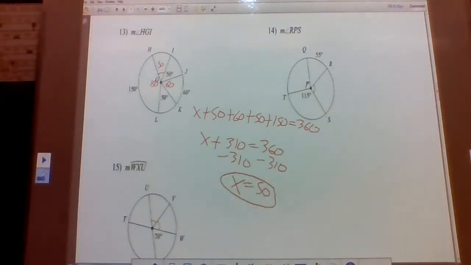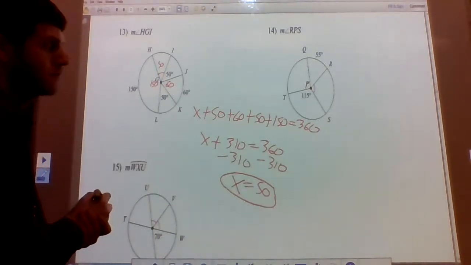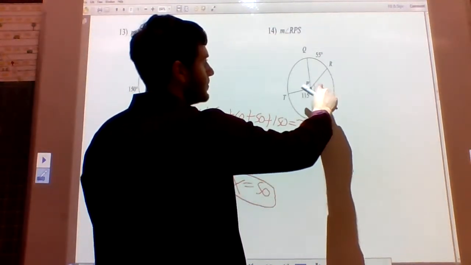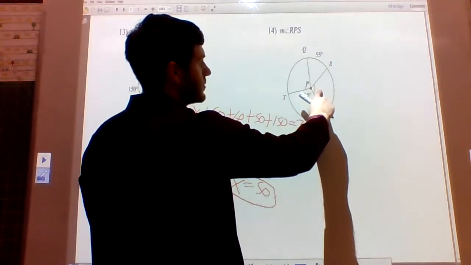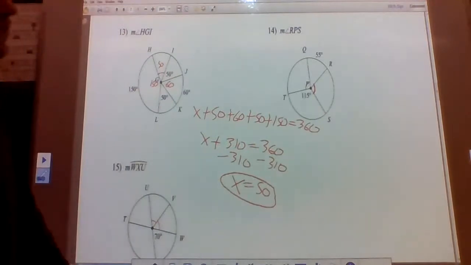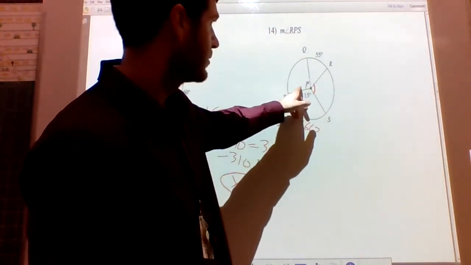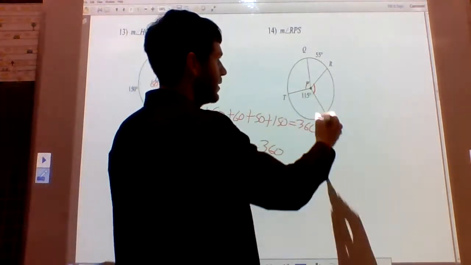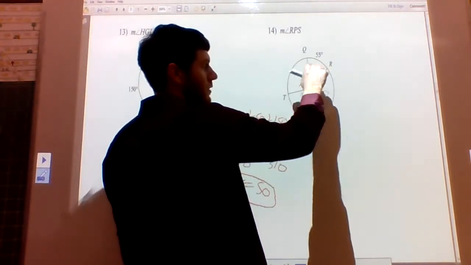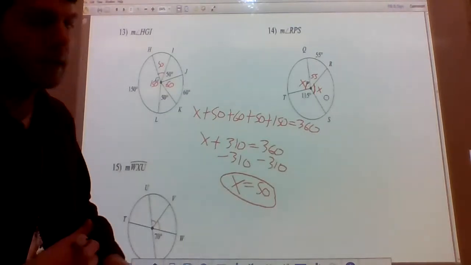Okay, 14. We want the measure of angle RPS. So we know RPS. So we want this angle right here. We know that angle is equal to the measure of angle QPT. So if we label them both x, okay, and this central angle is 55 because the arc is 55, we then could set up an equation to solve for the missing angles there.